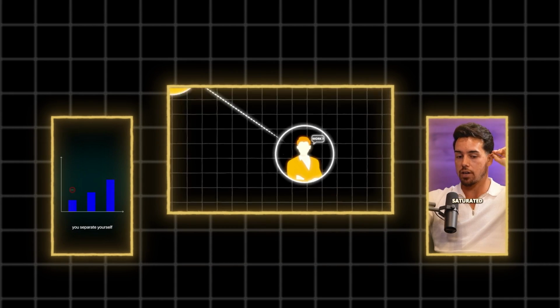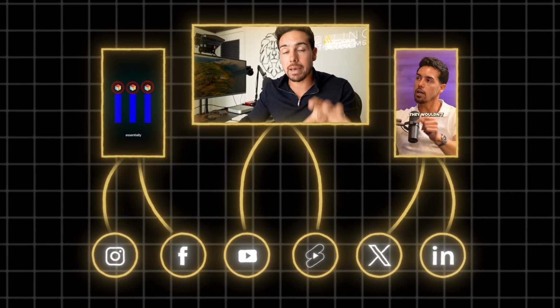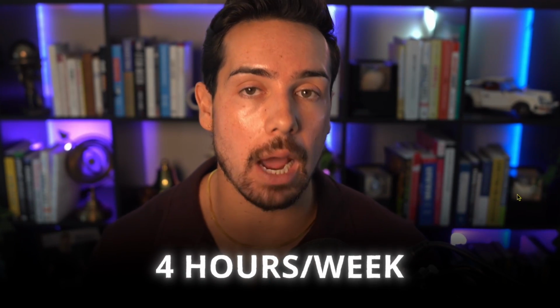We publish about 150 unique pieces of content every month that are systematically distributed across my 6 social media profiles. This results in tens of thousands of leads and hundreds of qualified sales calls. The best part is that I'm able to do this in about 4 hours a week thanks to the content creation system I developed.